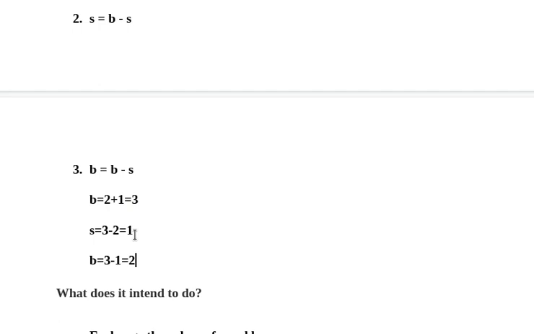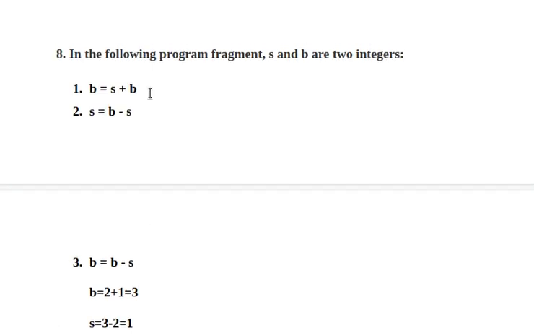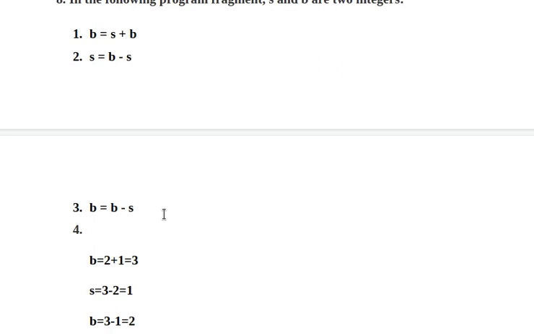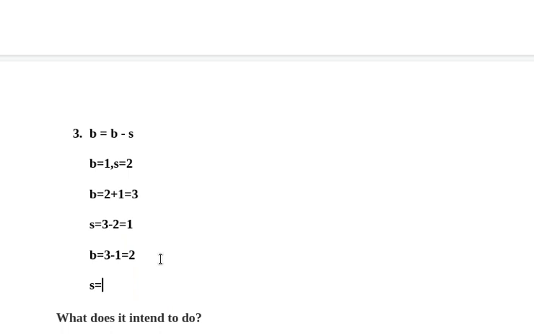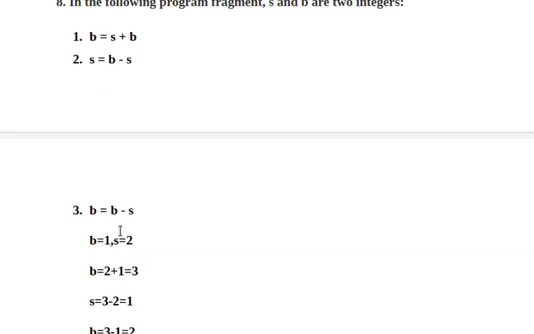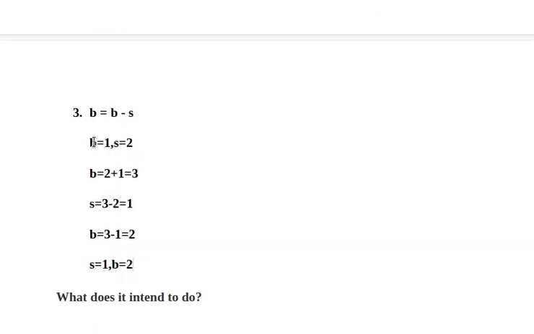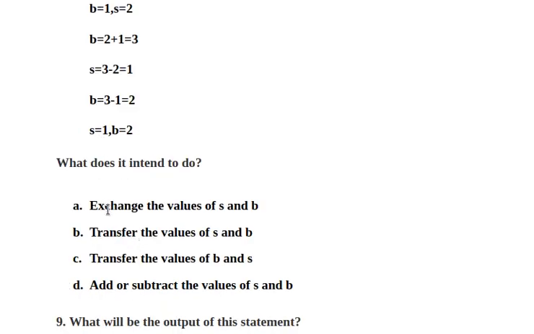Fine. So initially what values did I take? I took B equals 1 and S equals 2. Now after changing the values, we have got S equals 1 and B equals 2. In solving this, we'll always take the updated values, not the initial values. You can see initially the value was B1, S2, now it is S1, B2. So it is used to exchange the values of S and B.